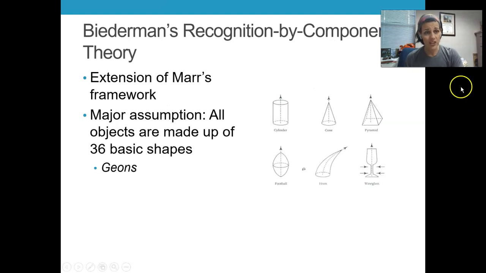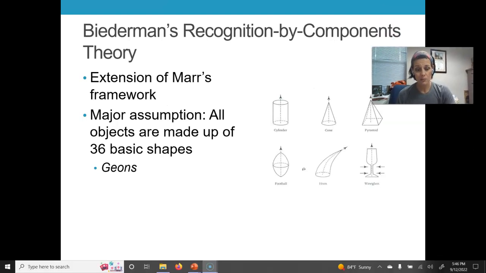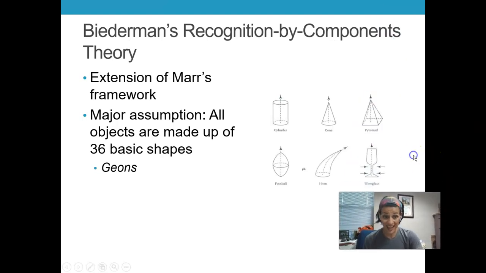So now let's move into Biederman's recognition by components theory. So this was designed to be an extension of Marr's framework. And one of the major assumptions that Biederman has is that all objects in the world are made up of 36 basic shapes. And you can use those 36 basic shapes to create any object on Earth. And he called these geometric icons or geons.